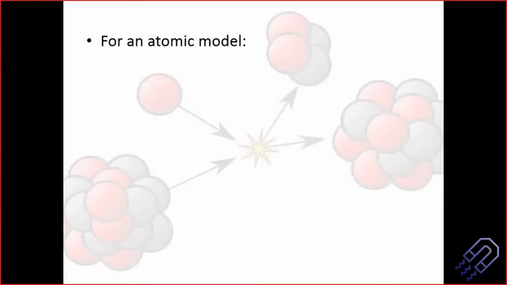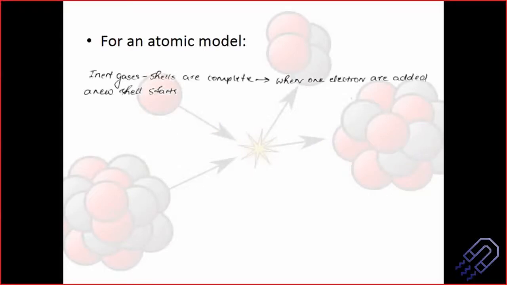If you consider an atomic model and something like a gas which is inert in nature, in general we know that the shells are complete for these inert gases. So I'm considering the atomic model here, and we are trying to draw an analogy with the nuclear model. What happens inside the nucleus and what happens in an atom, somewhere they do meet. They have some similarities.